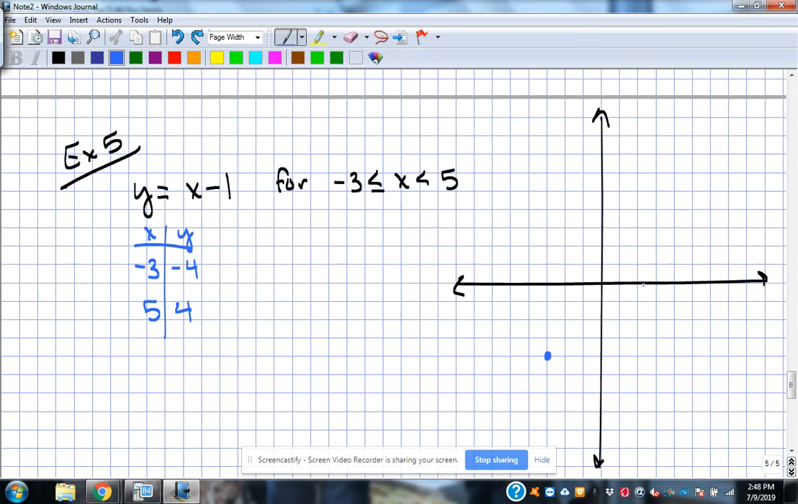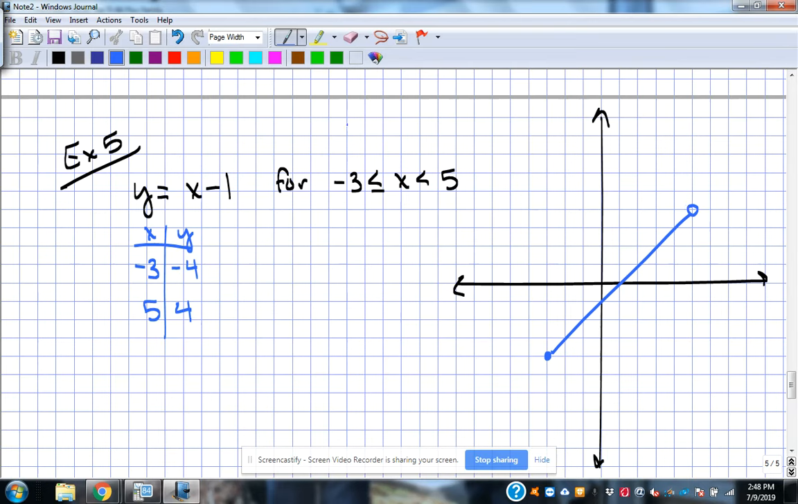Then at 5, 4, counting 1, 2, 3, 4, 5, and 1, 2, 3, 4, I'm going to put an open circle because that does not have the equal to mark. So it's an open circle. And I know it's a straight line in between because that's a slope intercept form equation. So I'm just going to draw the line.